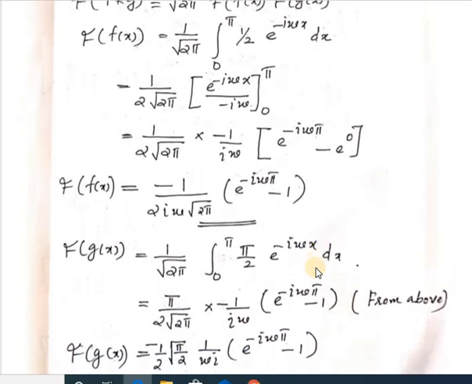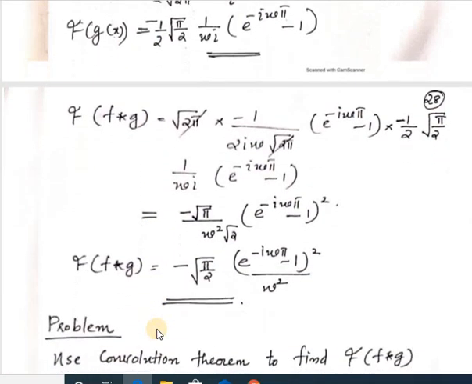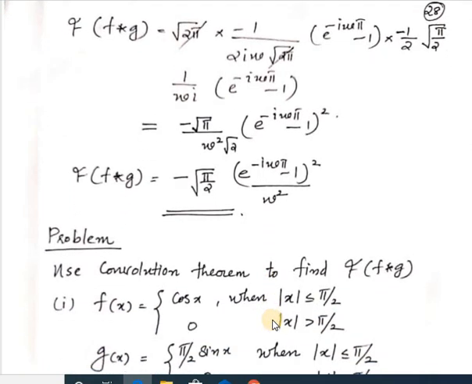Similarly, we can find the second term, Fourier transform of g of x, and the function is pi by 2. So we can write the answer from the above. The above one is 1 by 2, so multiply the answer by a pi term. So it is pi by 2 root 2 pi, minus 1 by i omega, e raised to minus i omega pi minus 1. So by the convolution theorem, F of f star g is equal to root 2 pi into Fourier transform of f of x into Fourier transform of g of x. So the answer is minus root pi by 2, e raised to minus i omega pi minus 1 whole square by omega square. So there are some problems from convolution theorem.